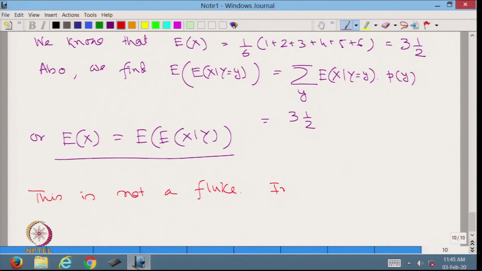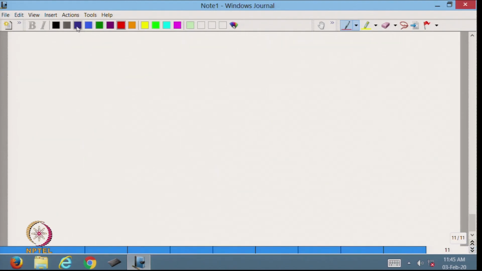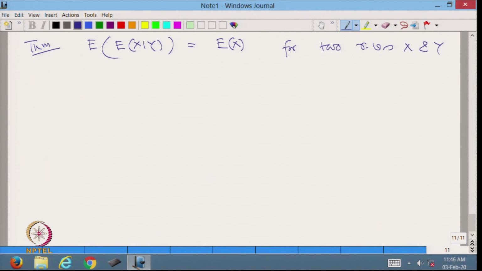In fact, this is a theorem. What is that? The theorem is that expected value of x given y is equal to expected value of x for two random variables x and y.